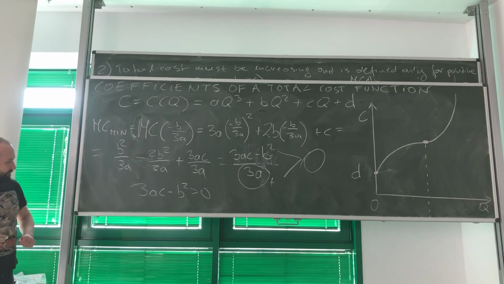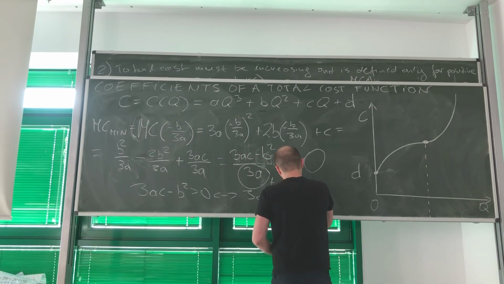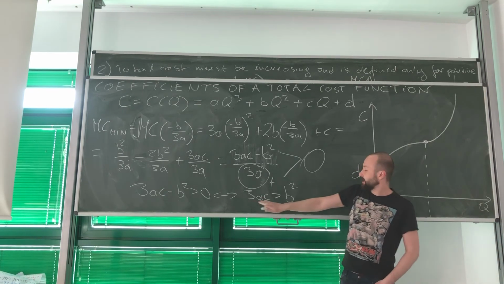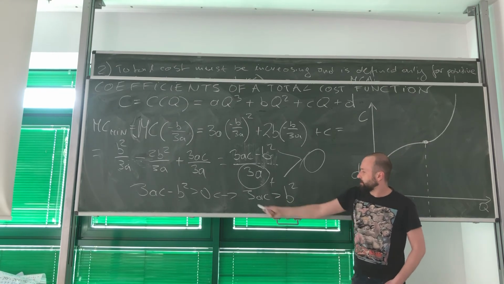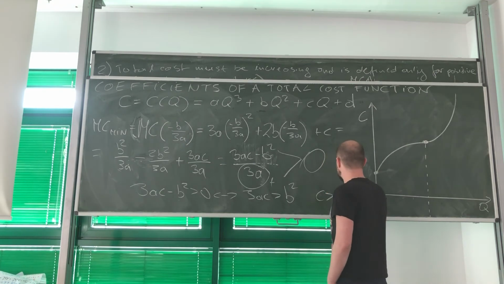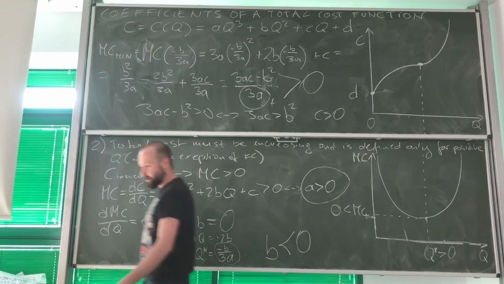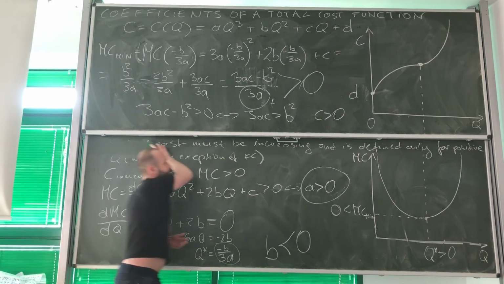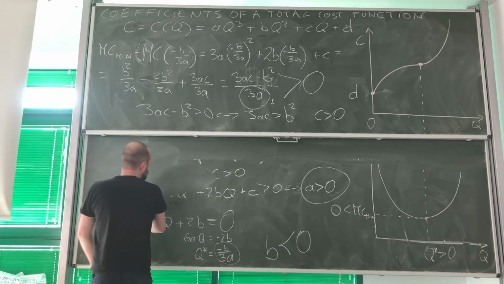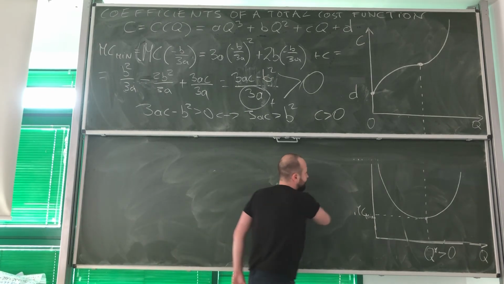So what we get out of it is that 3ac must be bigger than b squared. However, look, for this to be bigger than b squared, c must be positive because 3 and a are positive. To be bigger than something that is positive, c must be positive.